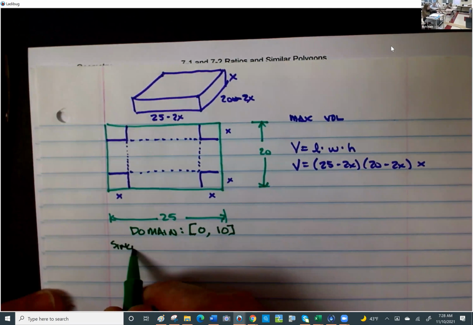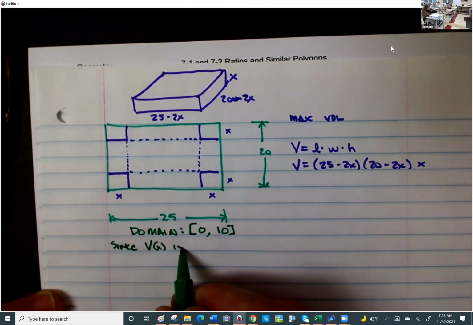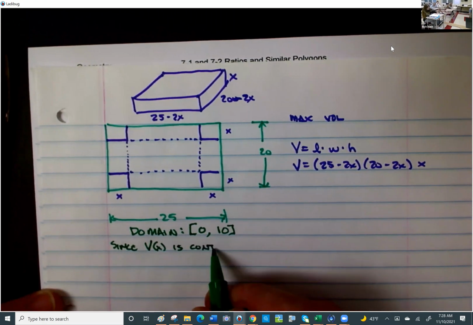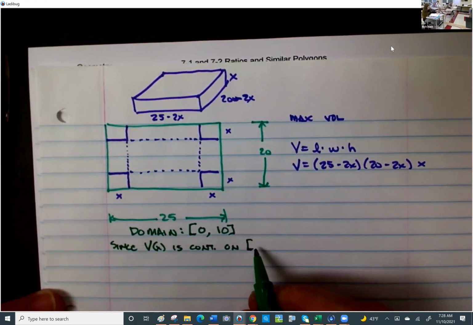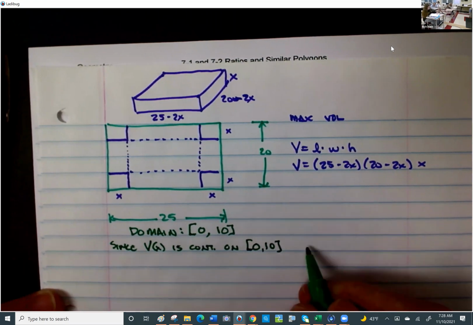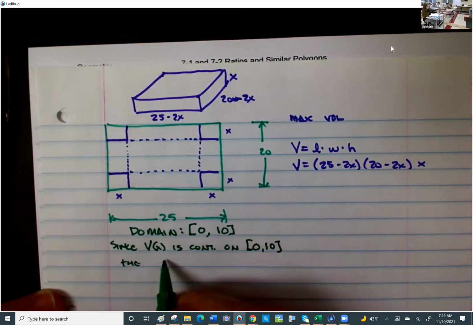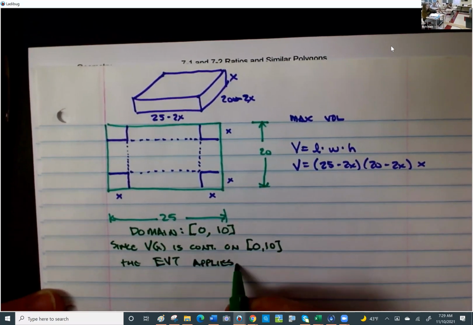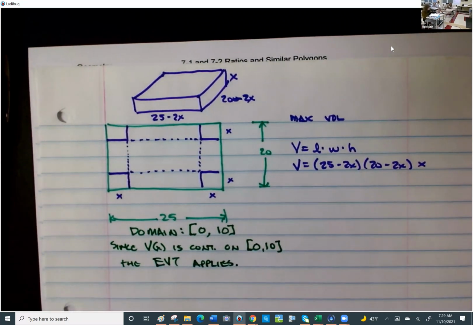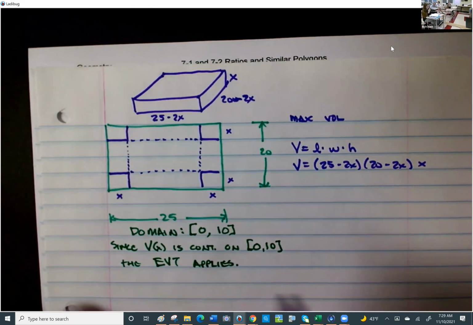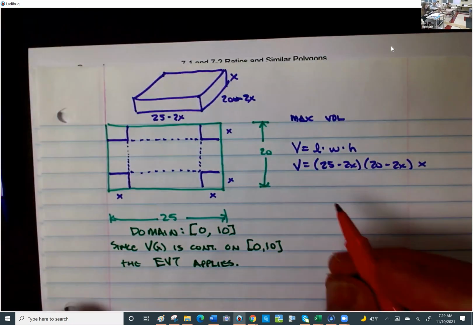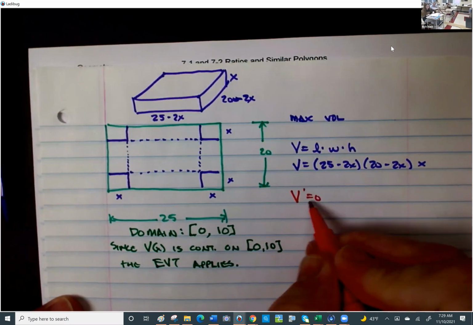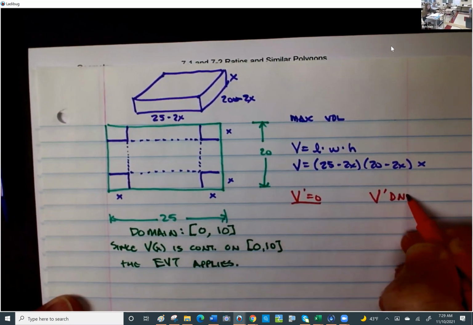Since V of X is continuous on the closed interval, the EVT applies, or however you like to say it, if you've got the stamp, whatever that says. Which means we're going to go right to our calculator and let the calculator do the talking. V prime equals 0. V prime does not exist.